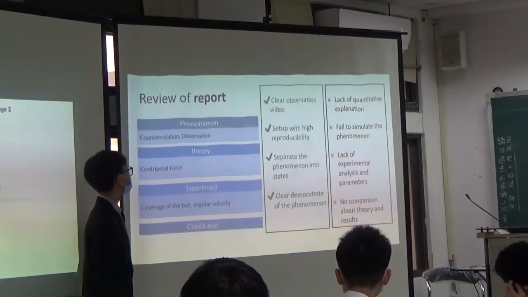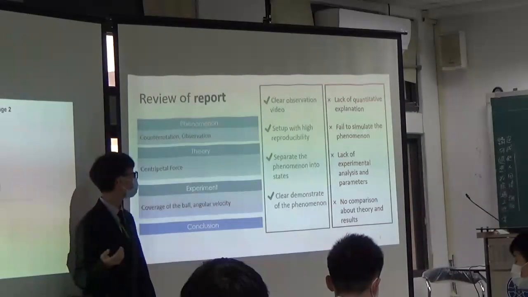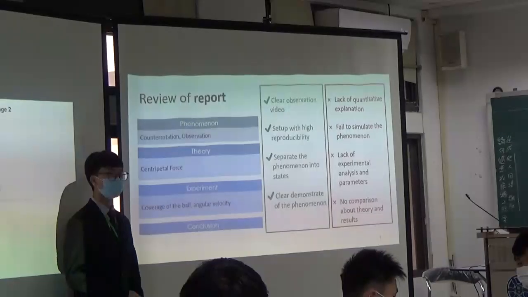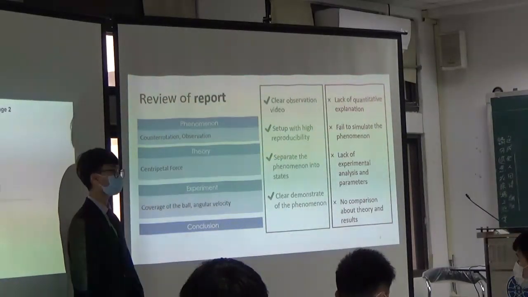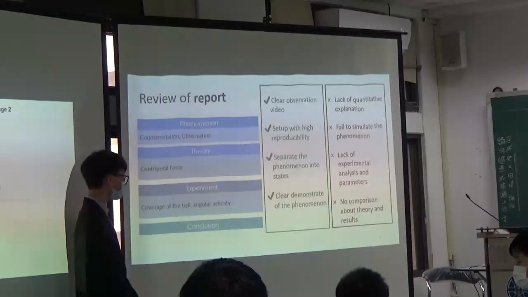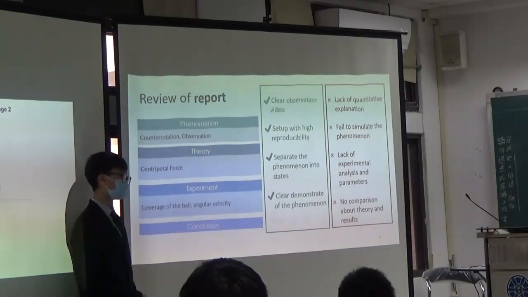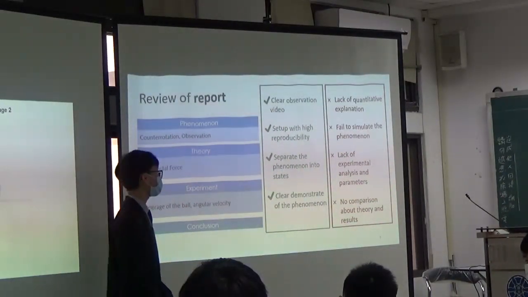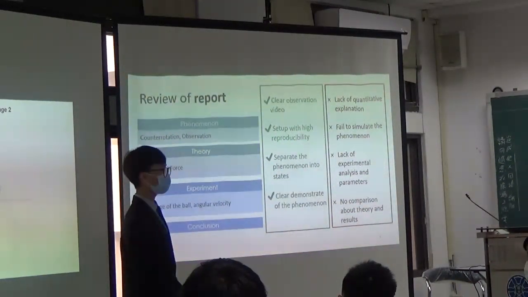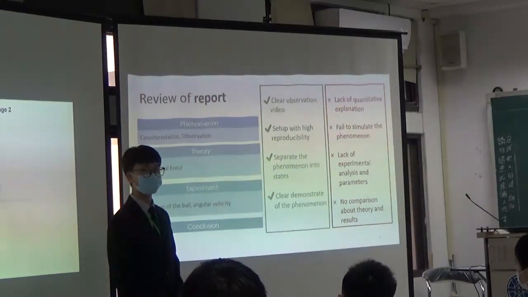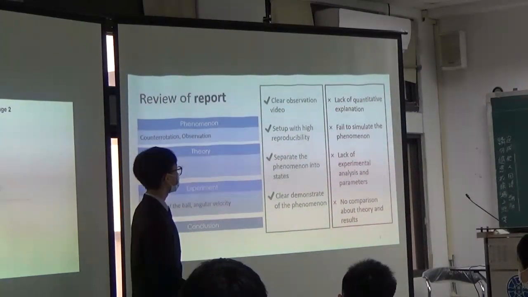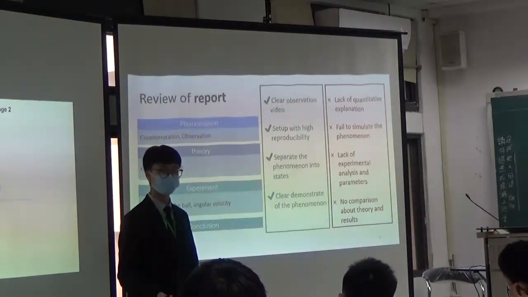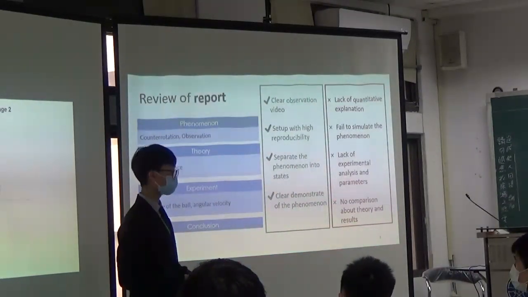For the review of the reporter, in the phenomenon, they mentioned the counter-rotation phenomenon and also the observation. Theory is about the centripetal force, which they believe will cause the phenomenon. For the experiment part, they change the parameters, including the coverage of the balls and angular velocity. These are the pros and cons for the reporter. We believe that they have a clear observation video which can show their well-built setup. They lack a quantitative explanation which can link the theory to their experimental results.